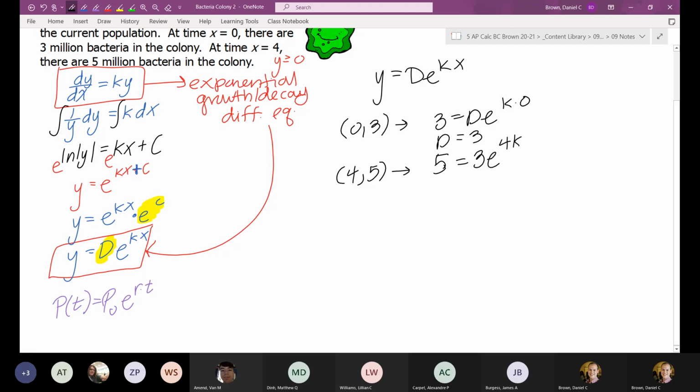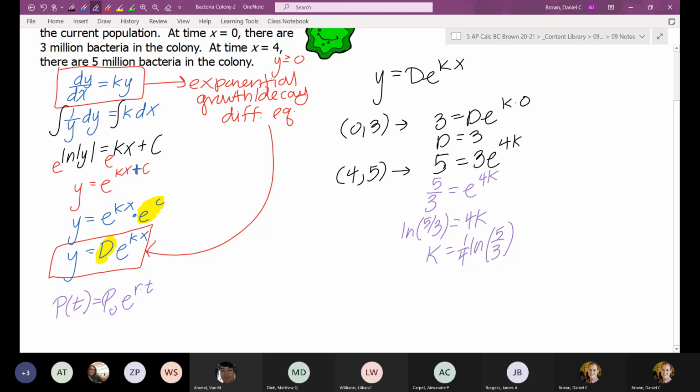And then we want to use our algebra skills now to solve for k. You definitely want to have strong algebra skills with these topics. I'm going to divide both sides by 3 first. So 5/3 is equal to e to the 4k. I'm solving for k, so what I need to do next algebraically is take the natural log of both sides. So I would have the natural log of 5/3 is equal to 4k. So k is equal to 1/4 natural log of 5/3.